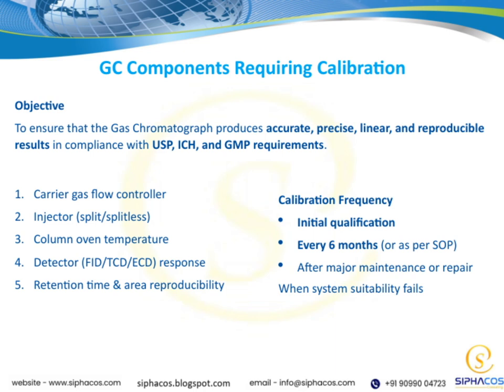We also need to focus on retention time and area reproducibility, as these are critical for consistent results. Calibration frequency is another vital aspect. Initial qualification should be done before starting regular analysis, and then calibration should be performed every 6 months or as outlined in the SOP. Additionally, calibration is necessary after any major maintenance or repair, or whenever the system suitability fails. The overall objective here is to ensure that our gas chromatograph produces results that are accurate, precise, linear, and reproducible, all while complying with USP, ICH, and GMP standards. Remember, these calibrations are not just routine, they're fundamental to maintaining the integrity of our analytical data.